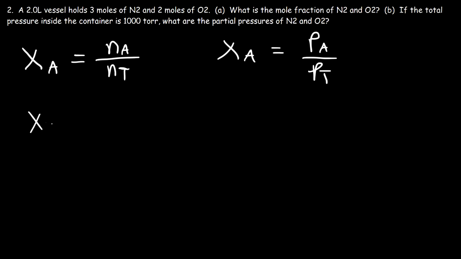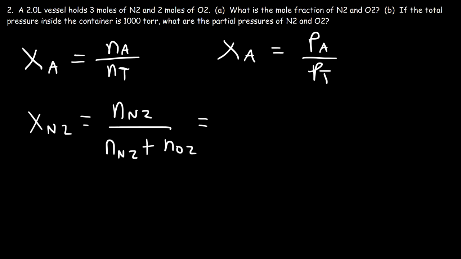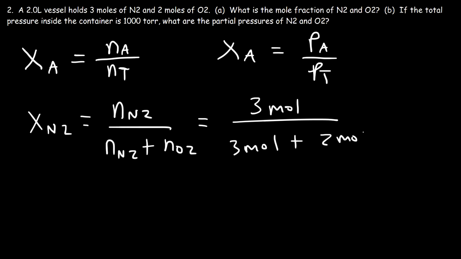So if we want to find the mole fraction of nitrogen gas, we need the moles of N2 and we need to divide it by the total moles, which in this example consists only of N2 and O2. So there are 3 moles of nitrogen gas out of a total of 5 moles because there's 2 moles of oxygen. So it's 3 out of 5, which as a decimal is 0.6. So that's the mole fraction of N2. So 60% of all the molecules in this vessel consist of nitrogen gas.